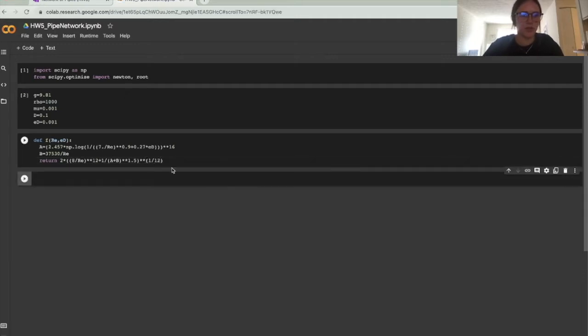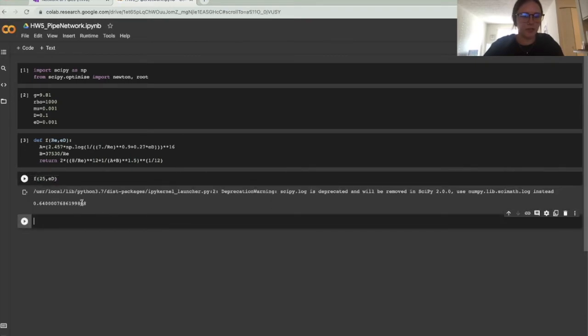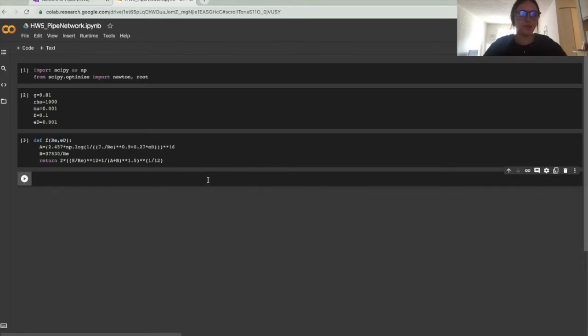So shift enter, we get no errors, and we're just going to check this with some random numbers. Let's say 25 and the value we have for ED. If we run that, we get a number, and that's good. So that means that our function works.